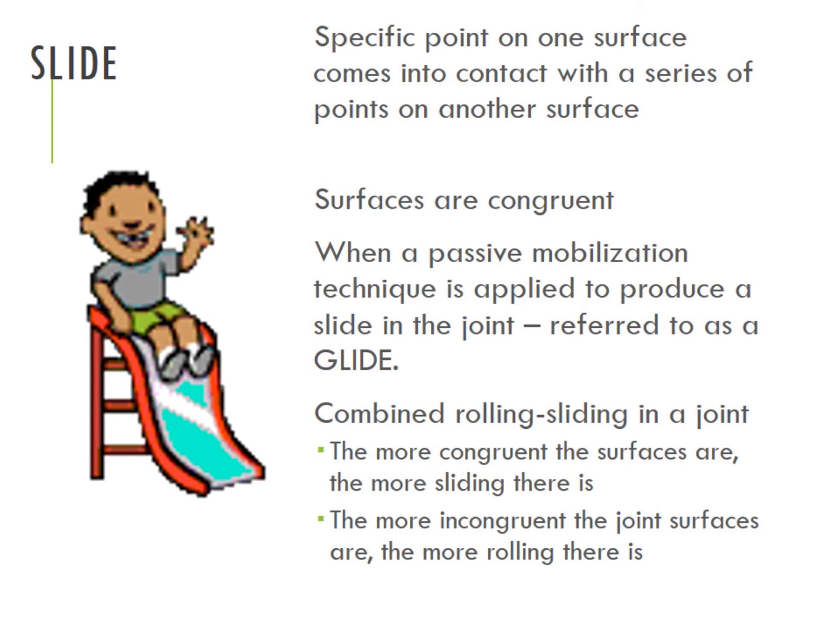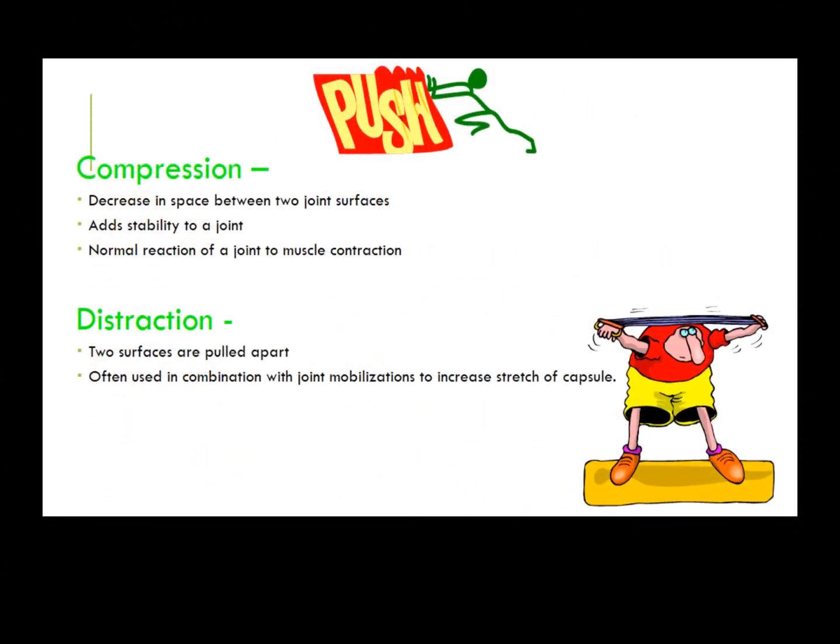Combined rolling and sliding in a joint. The more congruent the surfaces are, the more sliding there will be. And the more incongruent the surface, the more rolling there will be. So you have to remember these two things. Rolling happens when the surfaces are incongruent, and sliding happens when they are congruent.